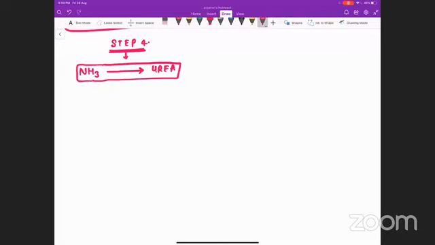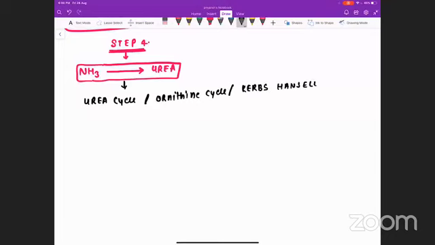This conversion of ammonia into urea is called the urea cycle. This urea cycle is also called the ornithine cycle. This ornithine cycle is also called the Krebs-Henseleit cycle.